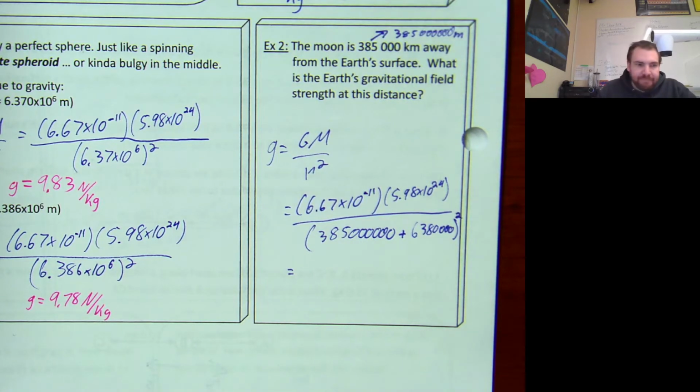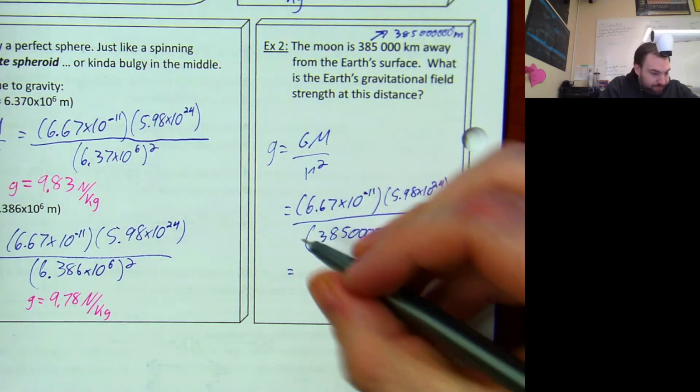What's little g? Maybe I should calculate this one too. 6.67 e negative 11 times 5.98 e 24 divided by 385 million plus 6.38 million, squared. What we got? 0.0026.